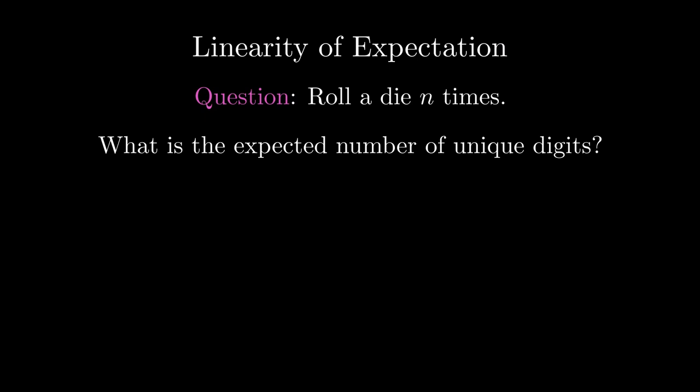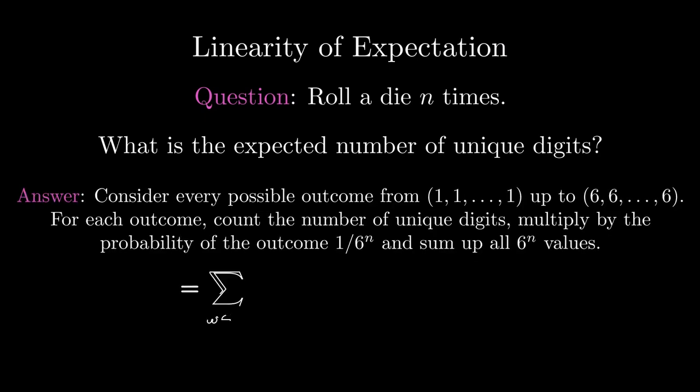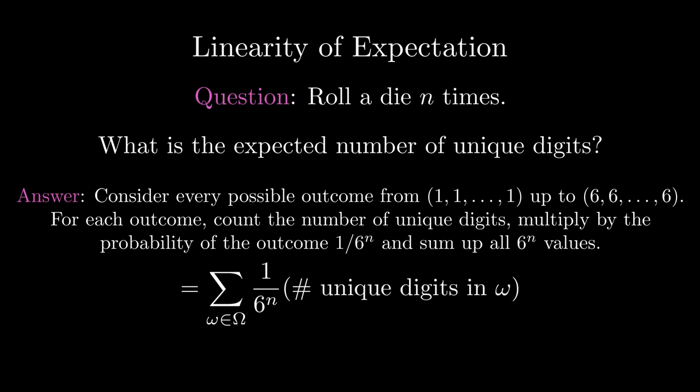To visualize linearity of expectation, we can try to answer the following question. Roll a die n times. What is the expected number of unique digits? What we can do is consider every possible outcome from all 1s up to all 6s. For each outcome, count the number of unique digits, multiply by the probability of the outcome, 1/6 to the n, and sum up all 6 to the n values. As it turns out, this is not the most efficient way to solve the problem.